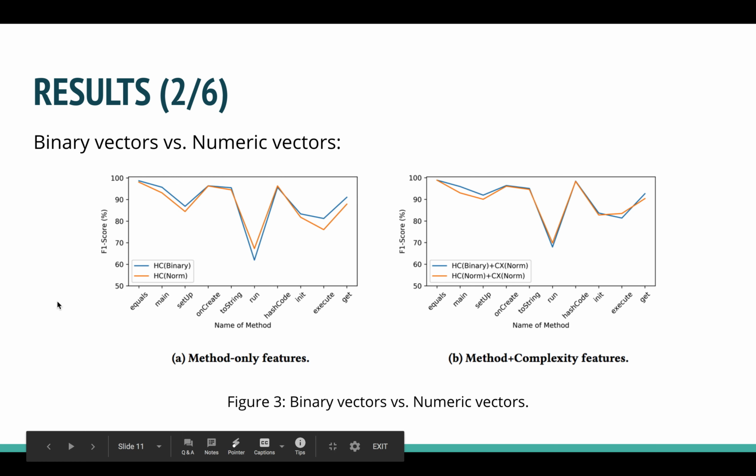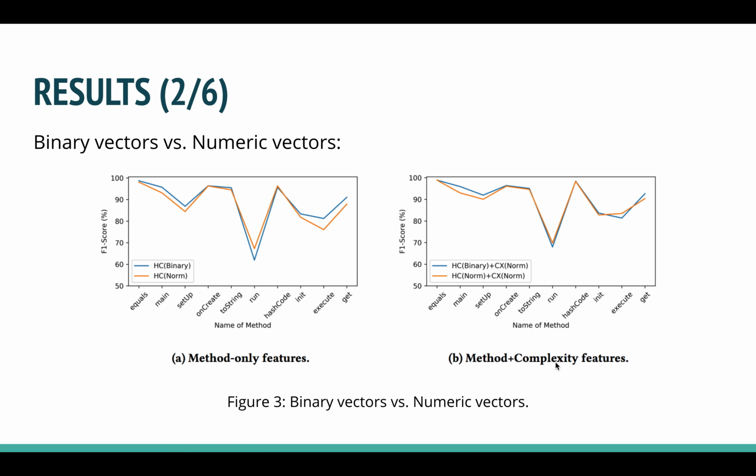At first, we compare the binary vectors and numeric vectors on method name, method-only features, and method plus complexity features to check how the choice of presence or number of occurrences influences the quality of handcrafted features. According to the figures, in most cases except for run, the binary vectors are comparatively better than the numeric vectors. So the observation is that the presence of a feature can be used to recognize a method instead of counting the number of occurrences of that feature in programs. On average, the choice of binary vector has increased the F1 score by up to 1% over the numeric vectors.